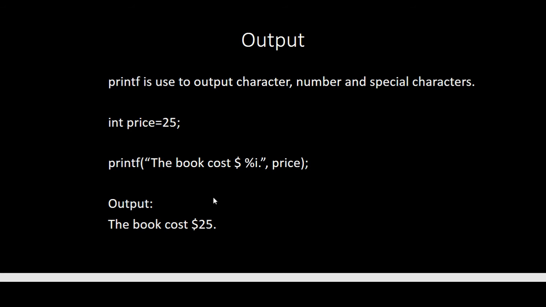Standard input and output. To output something from the program when we run it, we need to use printf. Everything inside the quotation mark will be printed, will be the output. So you see the percentage i here means you take the value from this variable price, and percentage i basically also means that it is expecting an integer value from the variable price. So the output will be the book cost $25.